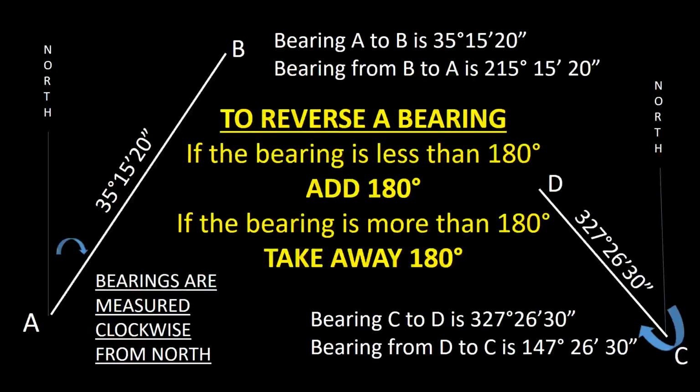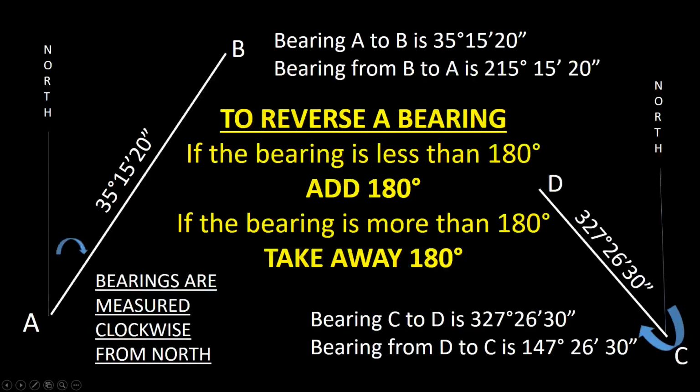The actual direction is physically the same, but depending which way we're looking, they will be 180 degrees different. So for instance, if we take the bearing in this slide here, the bearing from A to B has a bearing of 35 degrees 15 minutes 20, we can see that the bearing clockwise from north is the small angle shown or depicted here. Okay, 35 degrees.